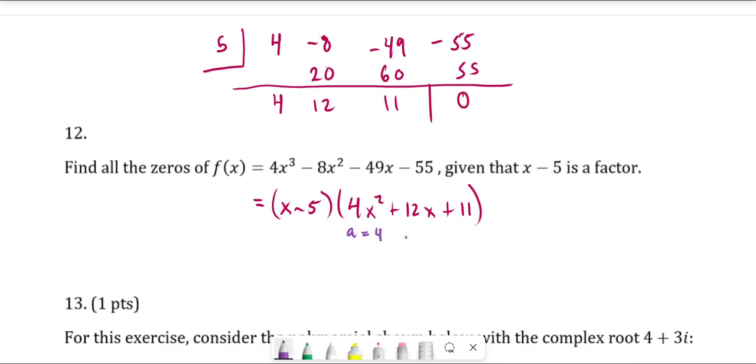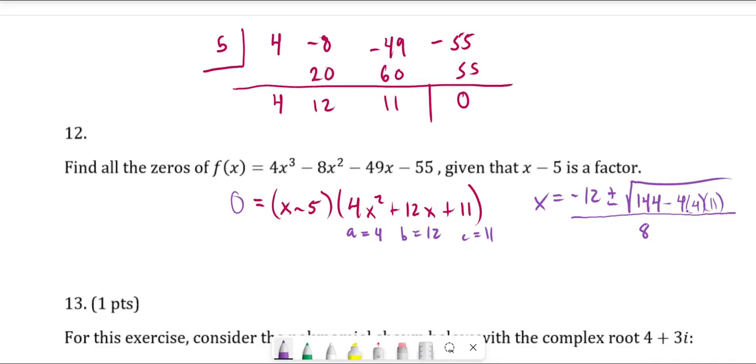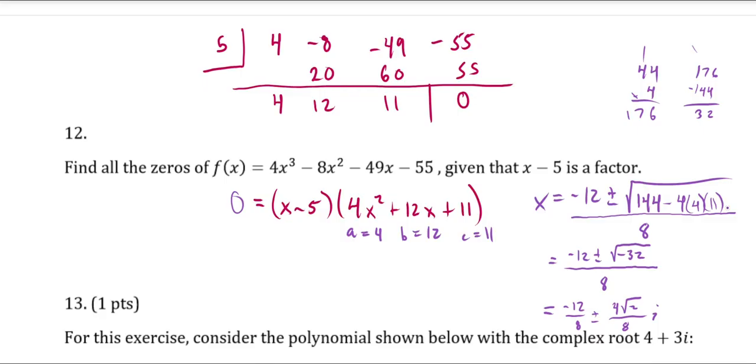We have a equal to 4, b equal to 12, c equal to 11, and this is going to give us zeros of, let's say this was equal to 0. What would x be? Well, it could either be 5, or it could zero this polynomial out, which happens when x is equal to this expression. Doing a little bit more of this arithmetic, we find the following, which simplifies once we simplify those fractions. So here we have the remaining zeros.